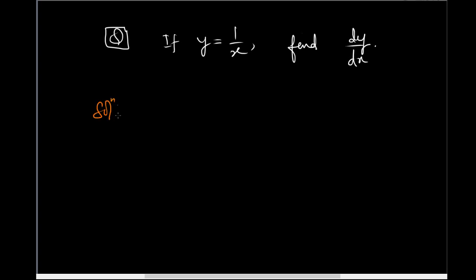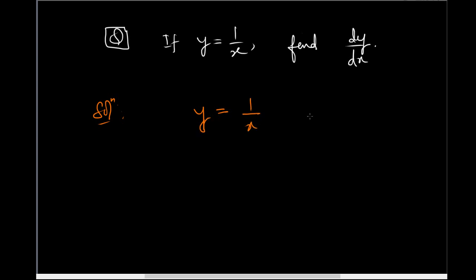Suppose the question is: if y equals 1 over x, then find its derivative, that is, find dy over dx. So if y equals 1 over x, what is its derivative? In the solution, we can say the given function is y, which equals 1 over x.